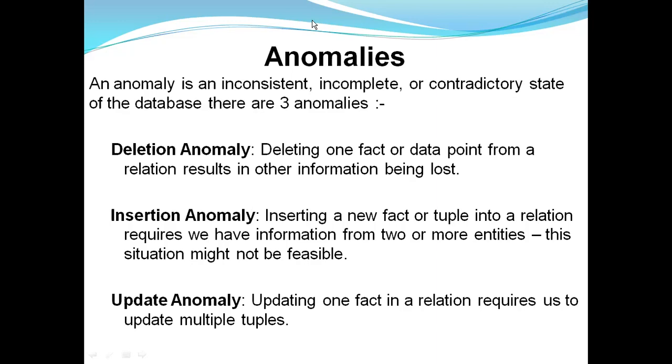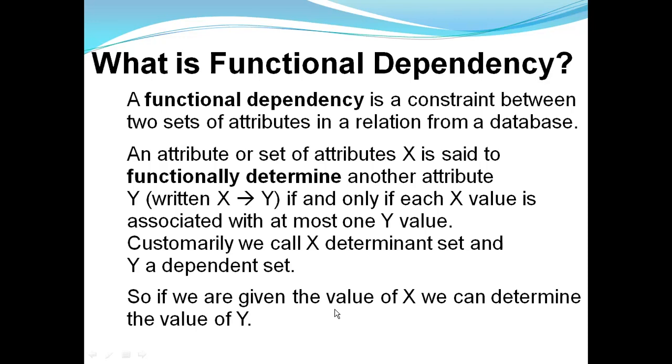So that is anomalies. And what does normalization do? It minimizes the anomalies and it minimizes the redundancy. Now, we know that normalization is nothing but breaking a large table into a small number of tables. When you are breaking the table, can we break the table from anywhere?